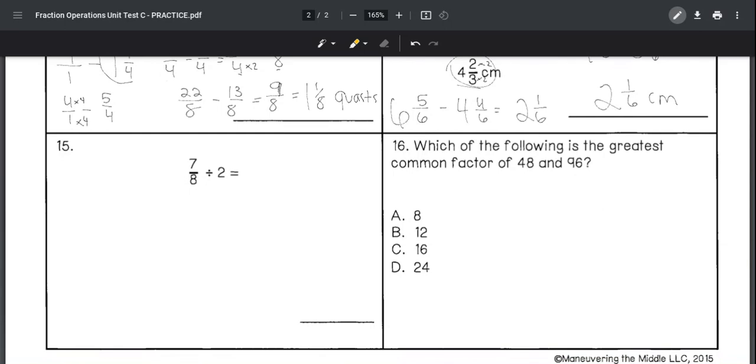Number 15, we're going to use the keep, change, flip. Make sure your whole number has a 1 on the bottom. Now you're ready to use it. Keep 7/8. Change division to multiplication, and flip so it's 1/2. Multiply straight across. I get 7/16.